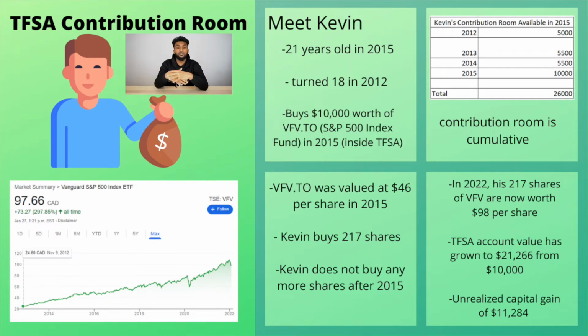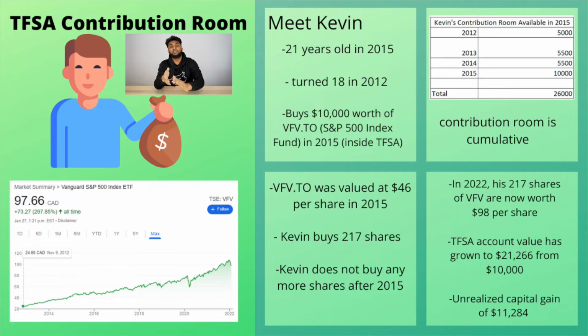In this scenario, Kevin saved up $10,000 and he buys an S&P 500 index fund. In this case, we will be using the VFV.TO or the Vanguard S&P 500 index fund. In this scenario, he invested into the VFV for the simple reason of long-term growth and diversification. By the way, if you didn't know, the VFV is considered an ETF, it's not a stock.